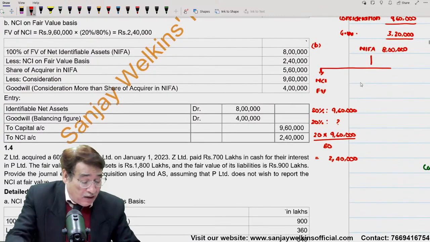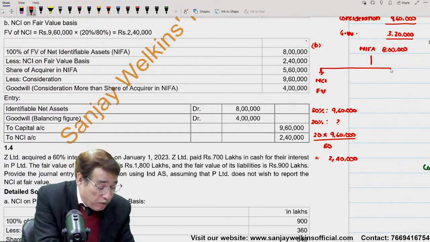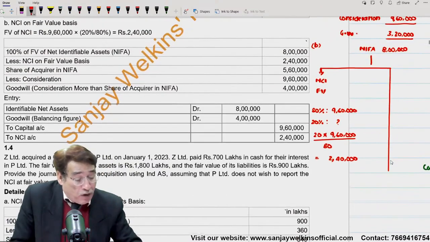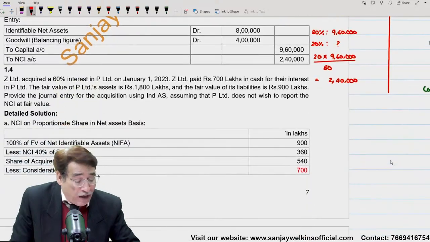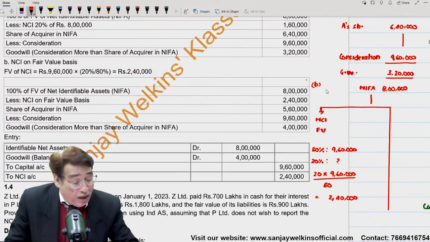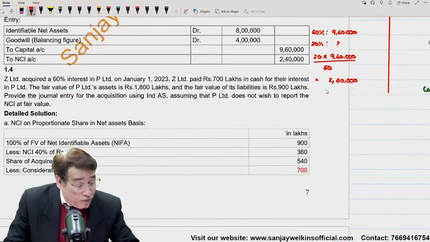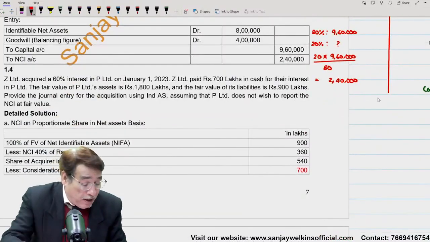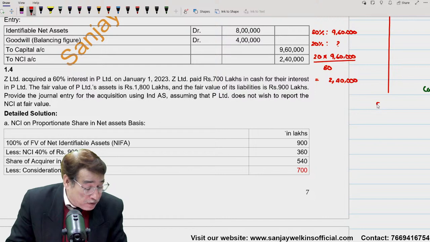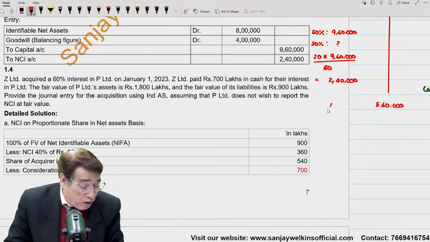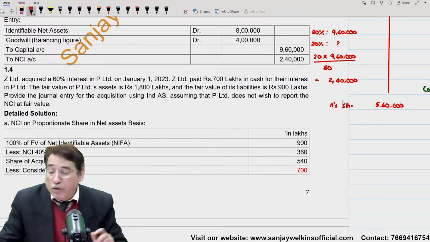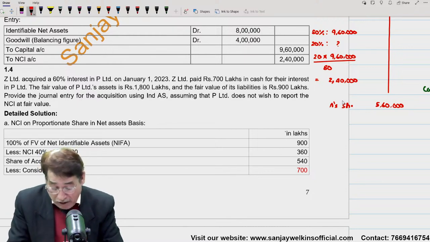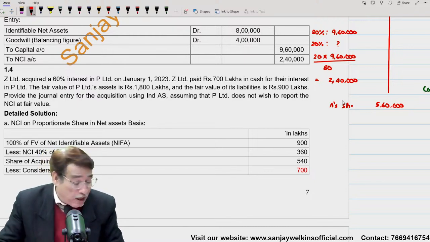Now in this case, whatever remaining assets are there, I will subtract 240 from 8 lakh. If I subtract 240 from 8 lakh, what will be the value? I think it is equal to 5,60,000 if I am not wrong. Please check it. So this will be the acquirer share. Let me also check: 800 minus 240, that is 560.